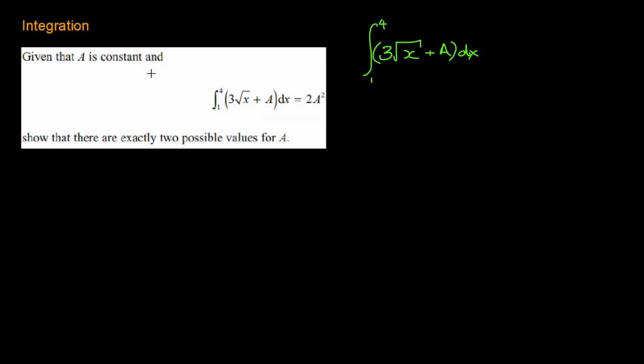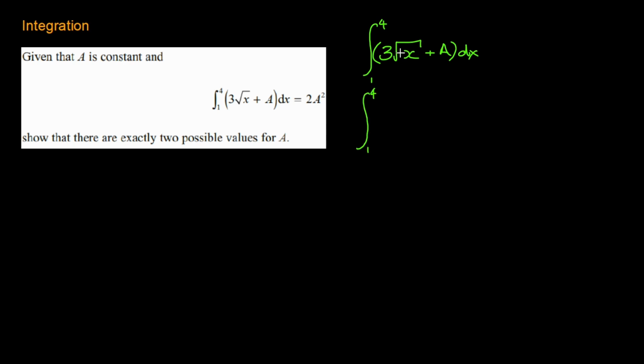Okay, we've got a as a constant, and we're supposed to show that there are exactly two possible answers for a from this integral expression. First of all, we've got to do the integration, and I've written it out here. And again, this can be turned into two entirely separate integral terms.